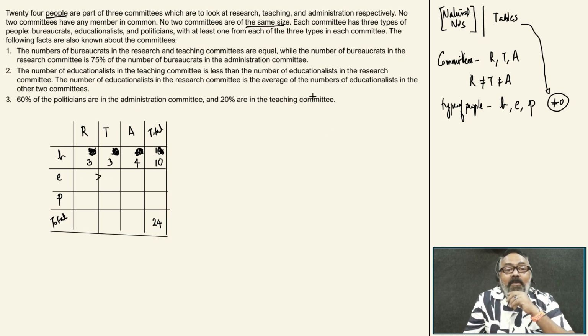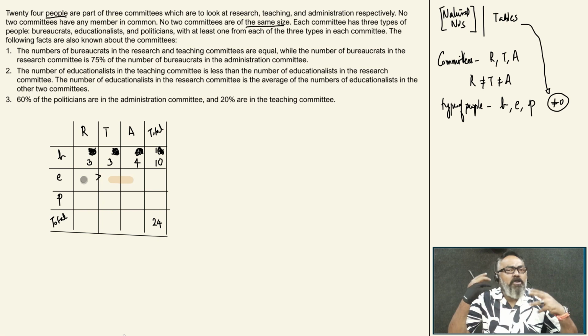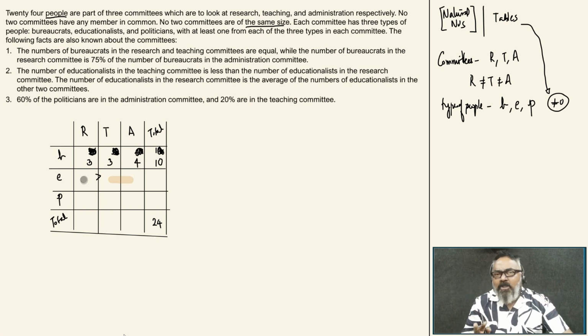All right, great. Okay, the number of educationalists in the research committee is the average of the number of educationalists in the other two committees. This is the average of these two. No, you know what? You're almost thinking how many variables I should use. Actually, you can deal with this with one variable. You know why? You must understand one thing. If this is going to be the average of these two, this will also be the average of the total.